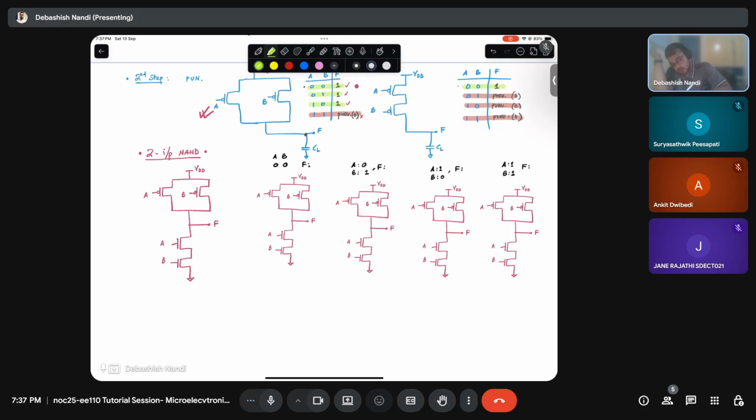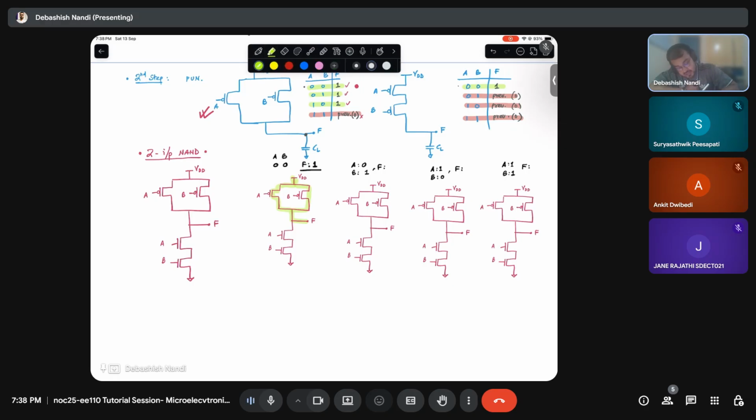So just by looking at it, when both 0 0 are activated, I have these paths connected. Right? You can see a direct path from VDD to F. So what will be my output? Output will be 1.